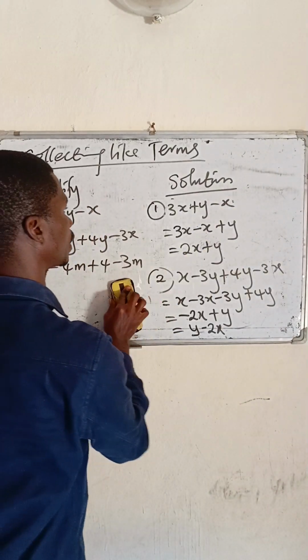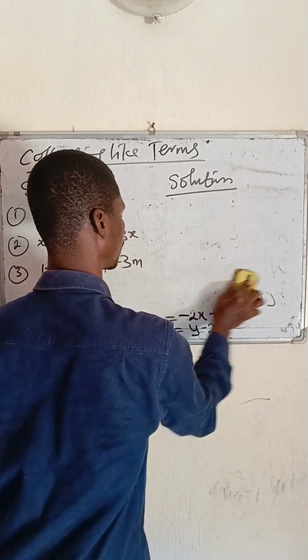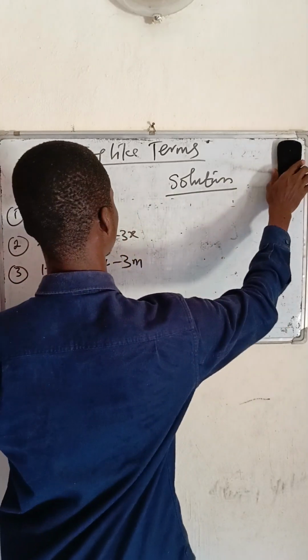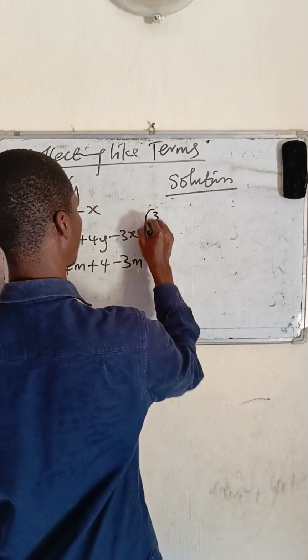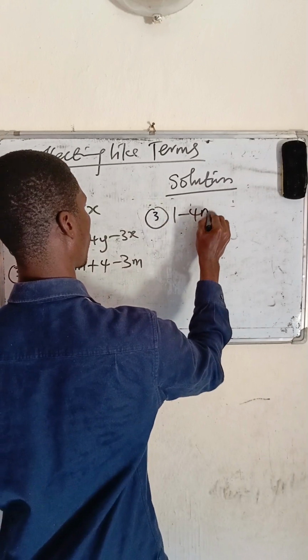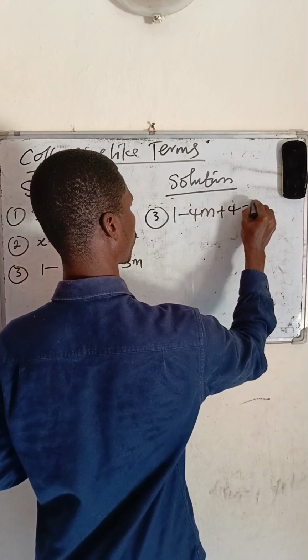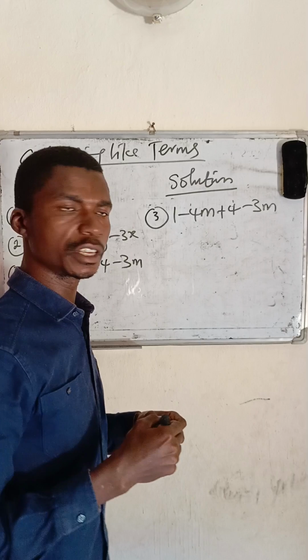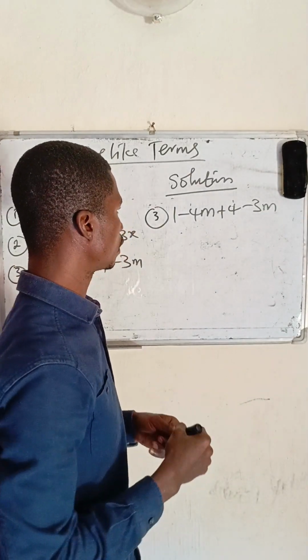Okay, as for number 3, we have 1 minus 4m plus 4 minus 3m. What do you do in this case? You simply collect like terms. What are the like terms?